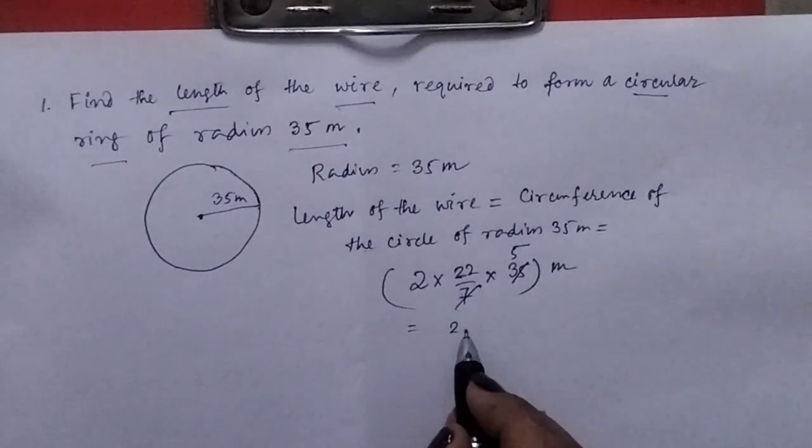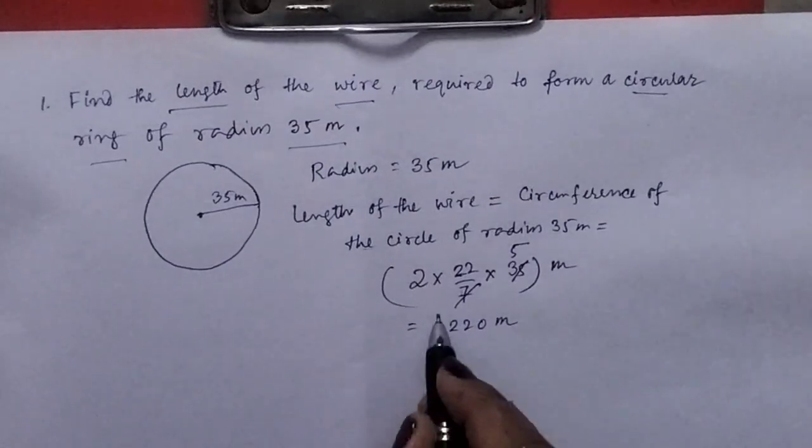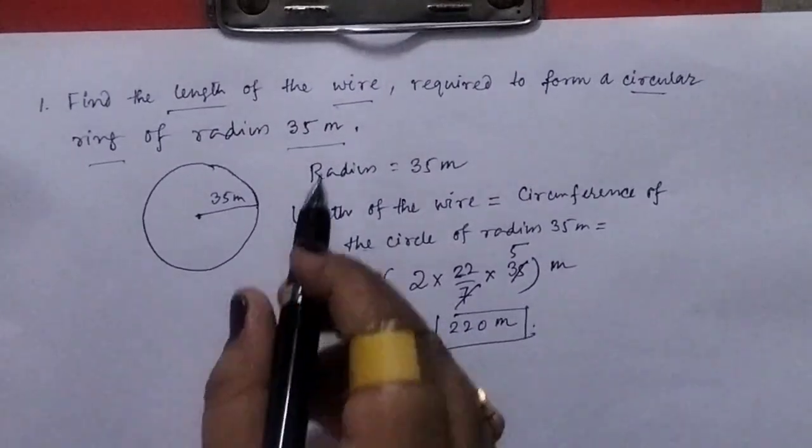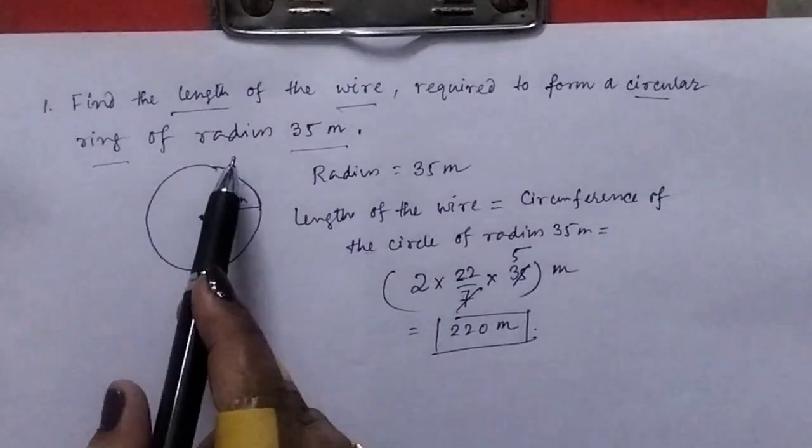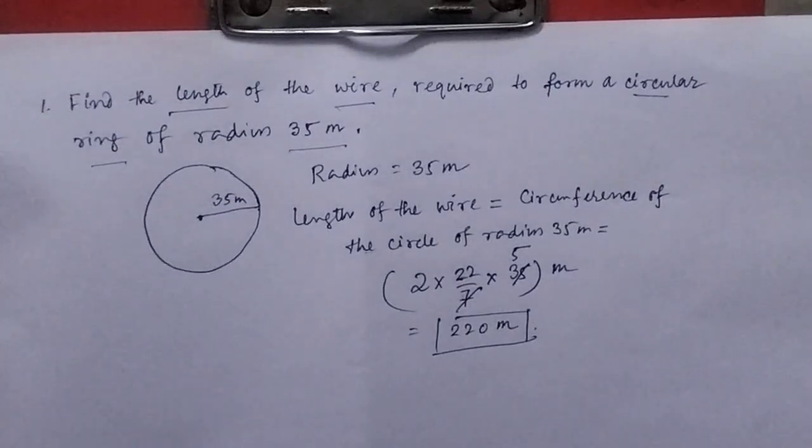So this is 220 meter. This is the length of the wire required to form a circular ring of radius 35 meter.